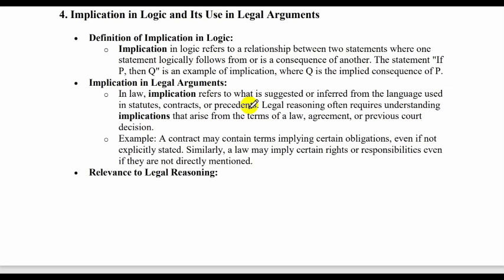Legal reasoning often requires understanding implications that arise from the terms of a law, agreement, or previous decisions. So when you read a statement, for example, a proposition, A is a father, what does that statement imply? It implies A is a man. Or we can also say, if he's a father, then A is a husband, because he is married. So all these things can be implied. It's an implication from that.